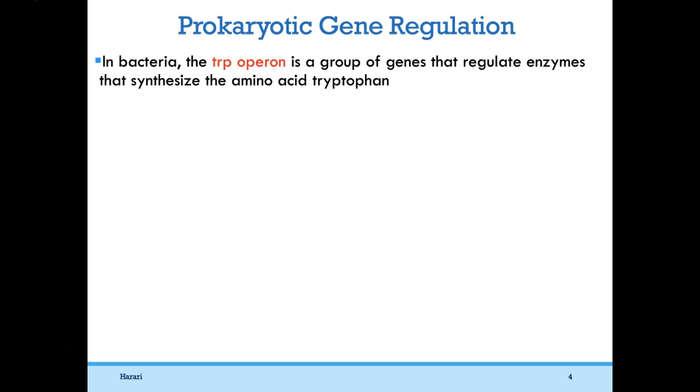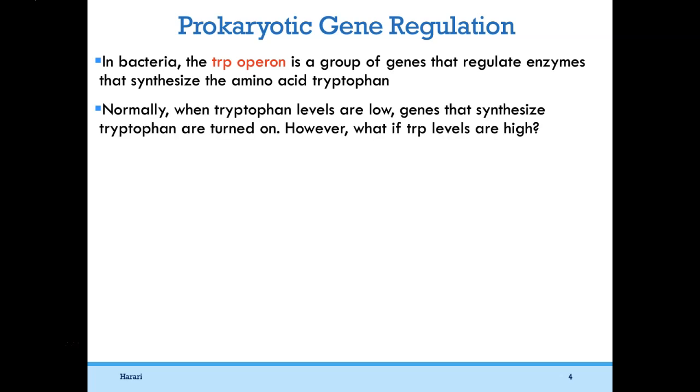As you recall, there are 20 amino acids that build proteins. One of those 20 amino acids is called tryptophan. And bacteria can either make their own tryptophan, or they can use tryptophan from an outside source. So as you could imagine, every bacterial cell has genes that can make tryptophan if needed. So when tryptophan levels are low, genes that make tryptophan will be turned on. That should make sense, right? The genes that can make this amino acid will be turned on if there are low tryptophan levels.